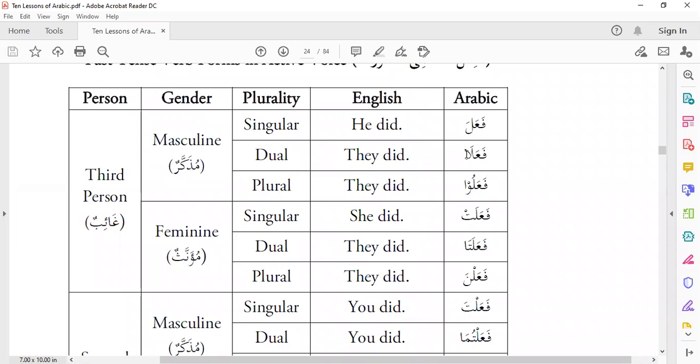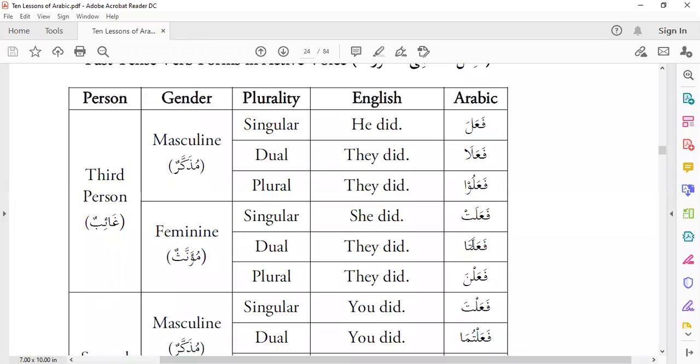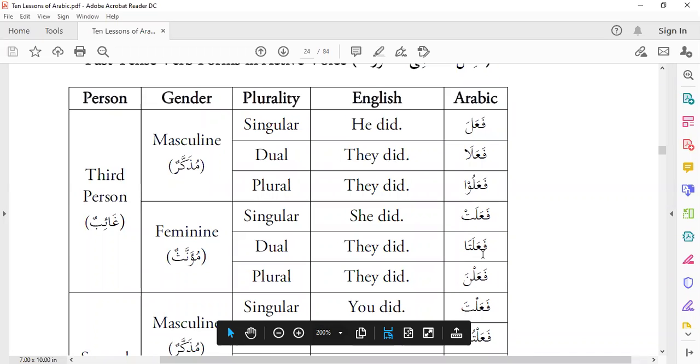Fa'ala, fa'ala, fa'alu, fa'alat, fa'alata, fa'alna. Does everyone understand that? One more time, let's do it together, inshallah. Fa'ala, fa'ala, fa'alu, fa'alat, fa'alata, fa'alna. One big clue is when you have a ta, remember again, that's a sign of feminine, isn't it?